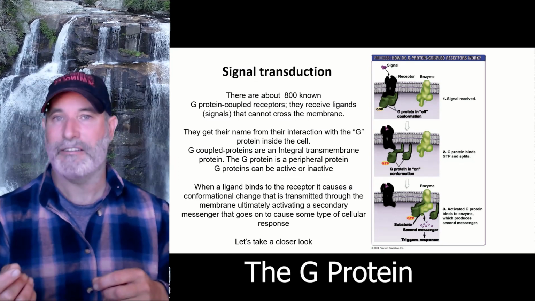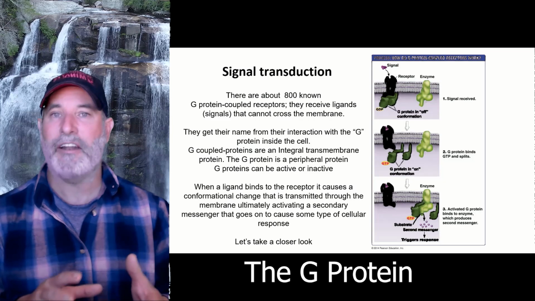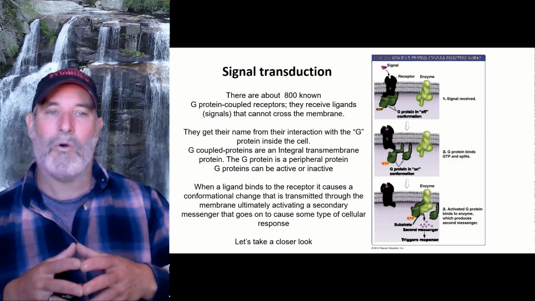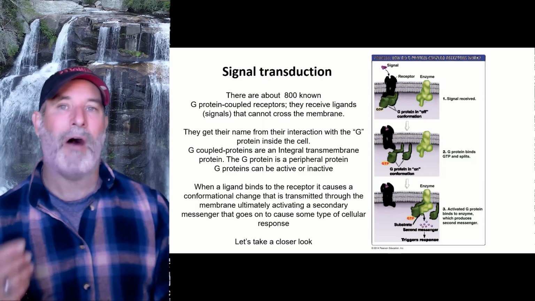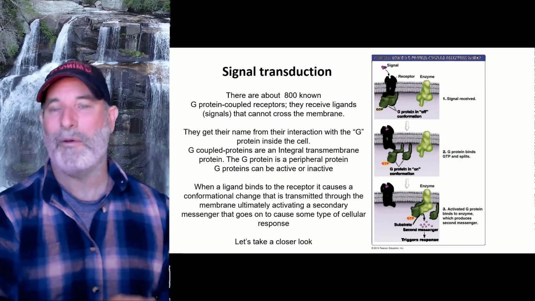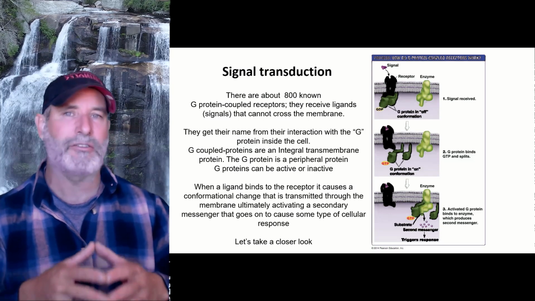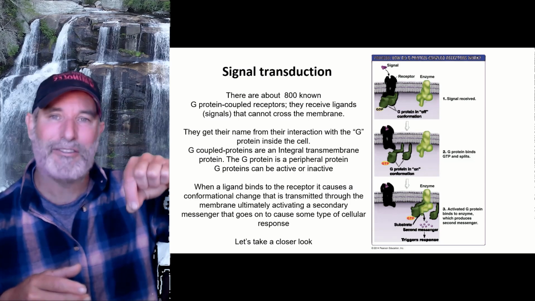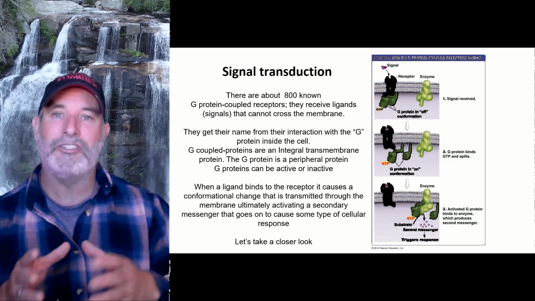Now, the G protein, that is a peripheral protein because it's on the cytoplasm and it can actually move around, but it's associated with the G protein coupled receptor, right? So we got these two things here together. And what they do is when a specific ligand, specific chemical signal binds to the G protein coupled receptor, GPCR, we can call it GPCR, right? And when it binds to it, it causes a conformational change. And that conformational change is transmitted through the membrane, okay? And then once it gets there, it can activate the G protein.